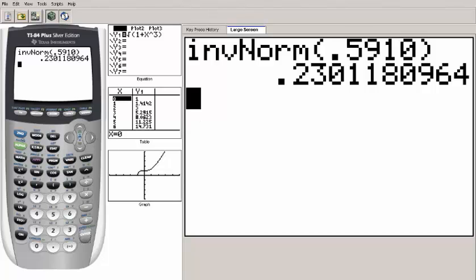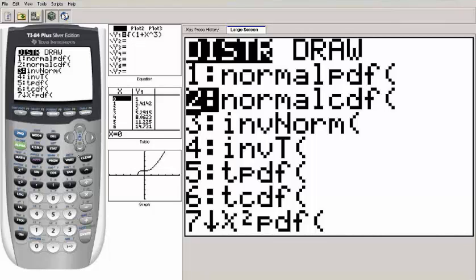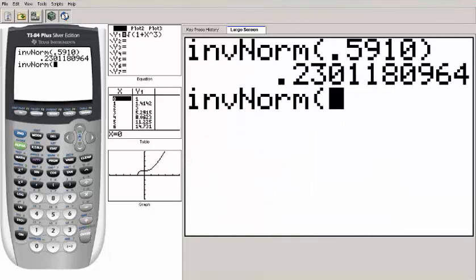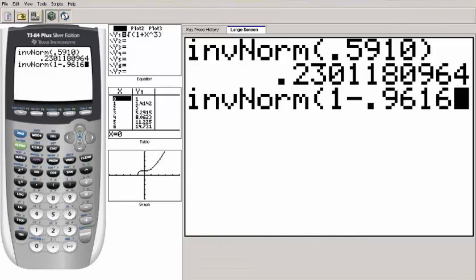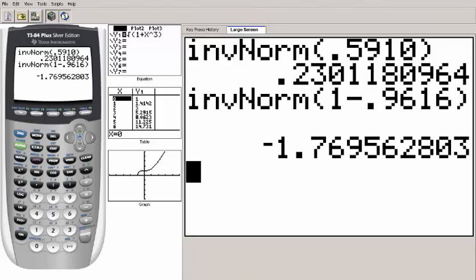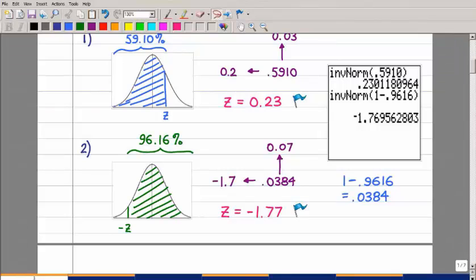Now, when we go back to the notes, for the one with area to the right, you can do 1 minus the area first, or you can just put 1 minus directly in the calculator. 1 minus 0.9616, you don't even have to put in the 0.0384, and there's our negative 1.77. The inverse norm only has one argument, unlike the normal CDF, which has 2, the low and high. Area to the left, that's it. So if it's not area to the left, we make it to the left. Most of the time this is not going to be an issue because we'll be dealing primarily with area to the left anyway.